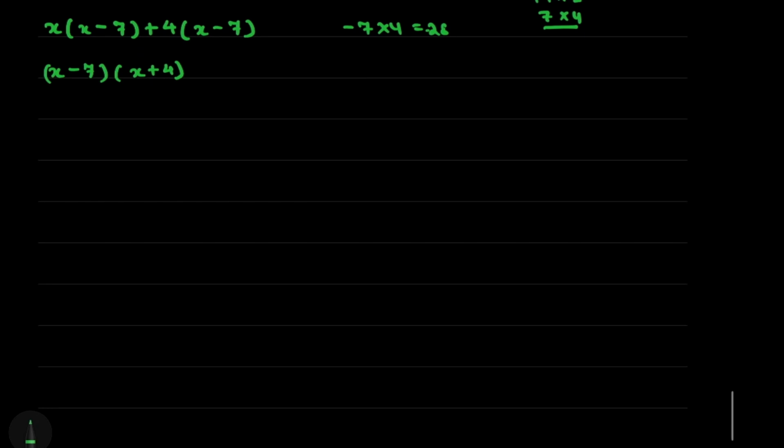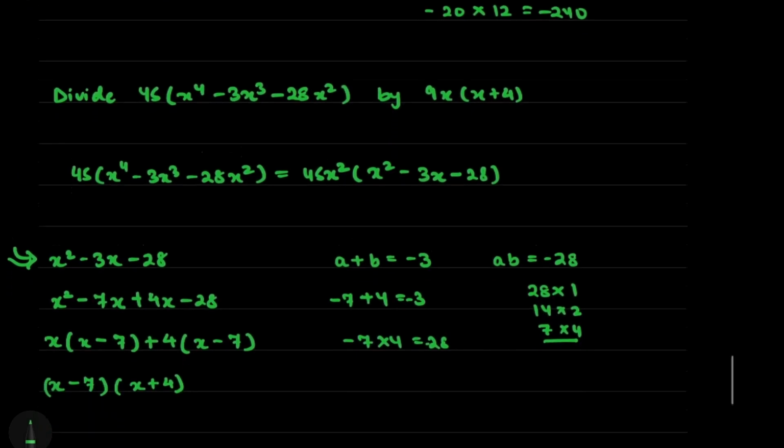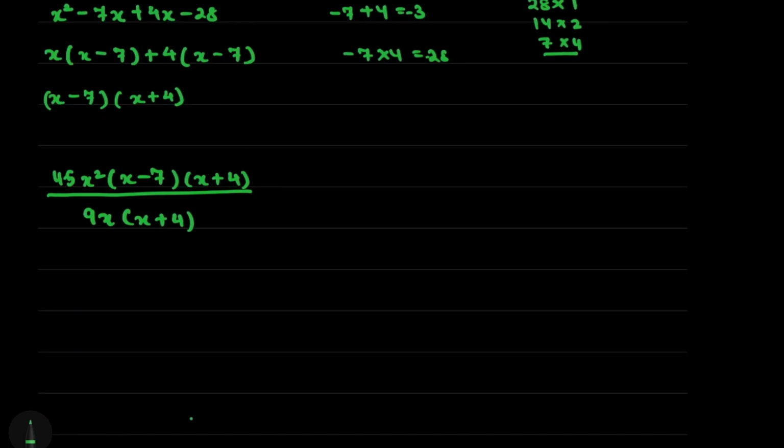Let's write that down. So we have 45x squared into x minus 7 into x plus 4, and we need to divide it by 9x into x plus 4. Now by factorization, we found that x plus 4 is a common factor for both of these, so we can cancel these out. Cancel the x out. And we can also simplify this. So our final value comes out to be 5x into x minus 7. That's how we solve it.